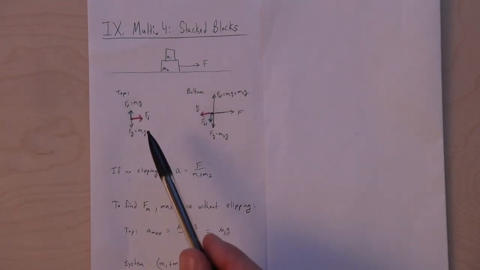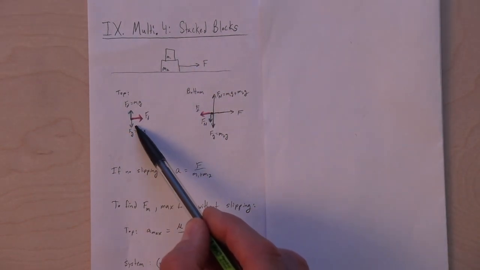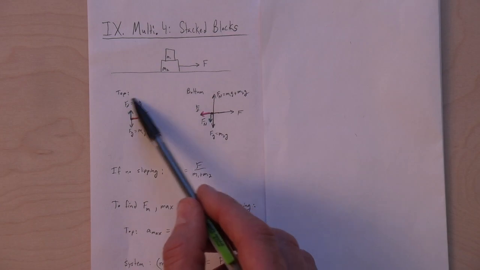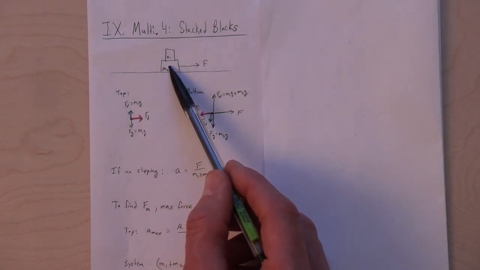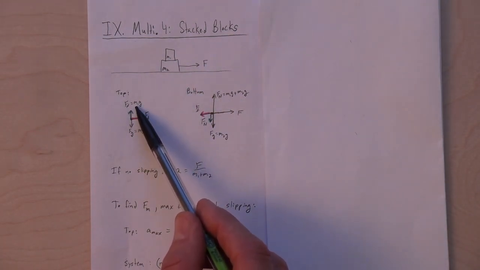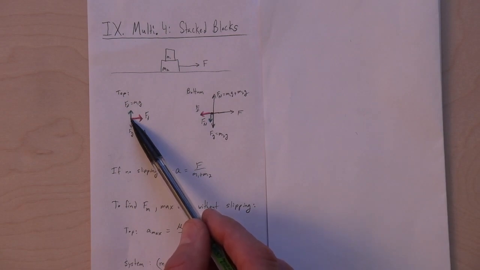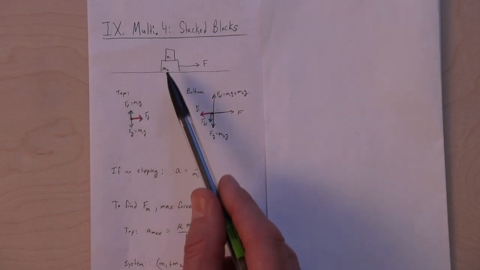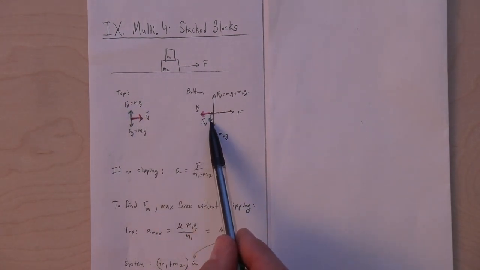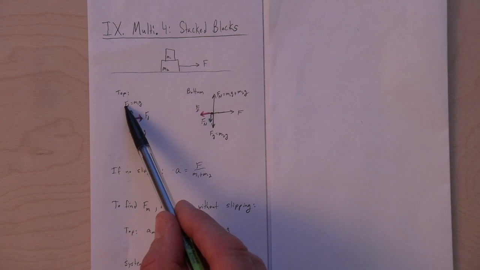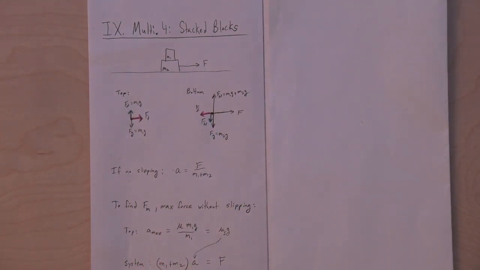So I'll do the top block first. The earth pulls this down, gravity, and then there's a normal force supporting it. Where does that normal force come from? It comes from the block underneath. So this isn't the table. It's coming from the block underneath. So once again, Newton's third law applies. Bottom pushes top up, top pushes bottom down. So this normal force, same, color coordinated for clarity.